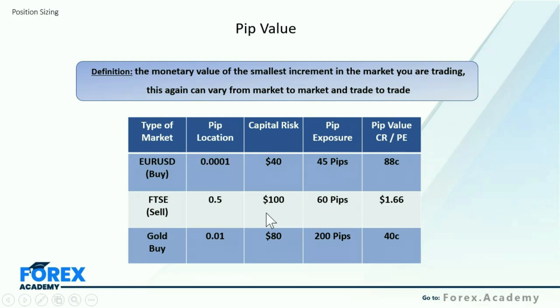So all we simply do again is we take our capital risk figure, we divide it by our pip exposure, and it leaves us with a pip value of 1.66. So it's basic mathematics, hopefully not too difficult.